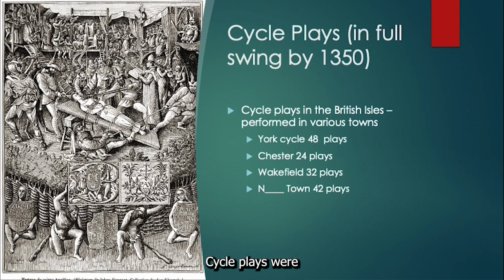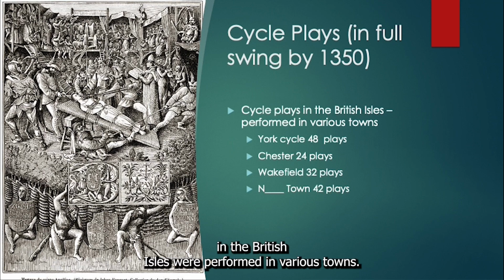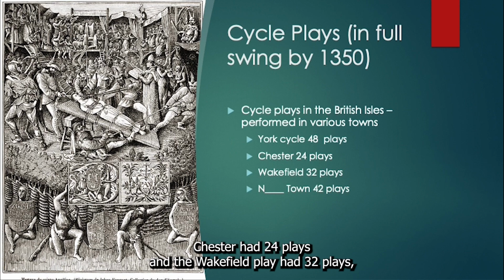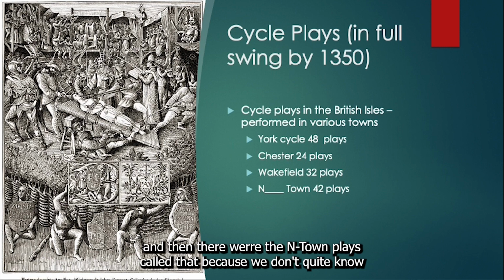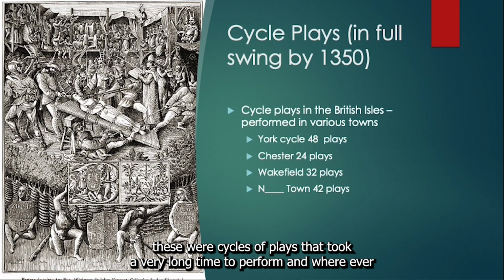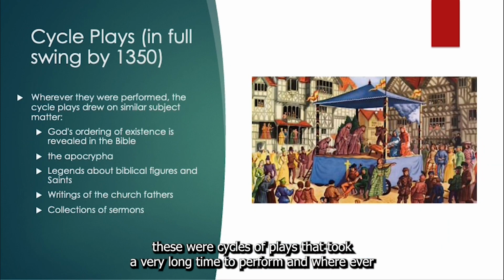Cycle plays in the British Isles were performed in various towns. There was the York Cycle that had 48 plays as part of the cycle. Chester had 24 plays, and the Wakefield play had 32 plays. And then there are the In-Town plays, called that because we don't quite know the name of the town, that had 42 plays in it. So these were festivals, cycles of plays that took a very long time to perform.